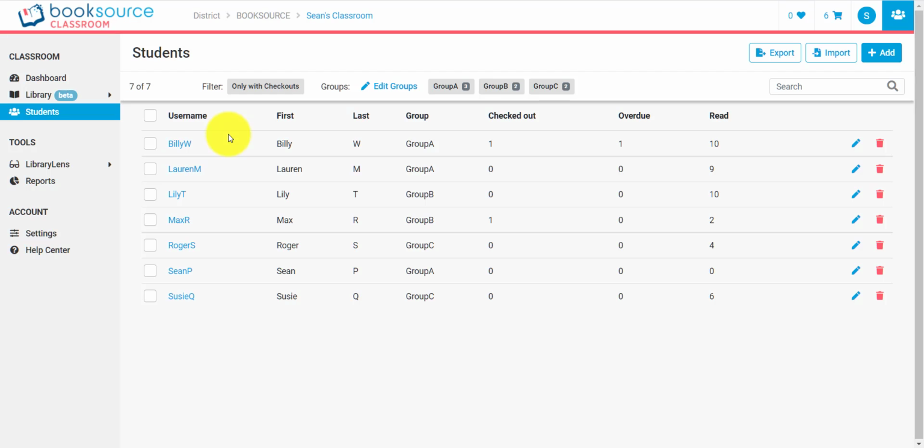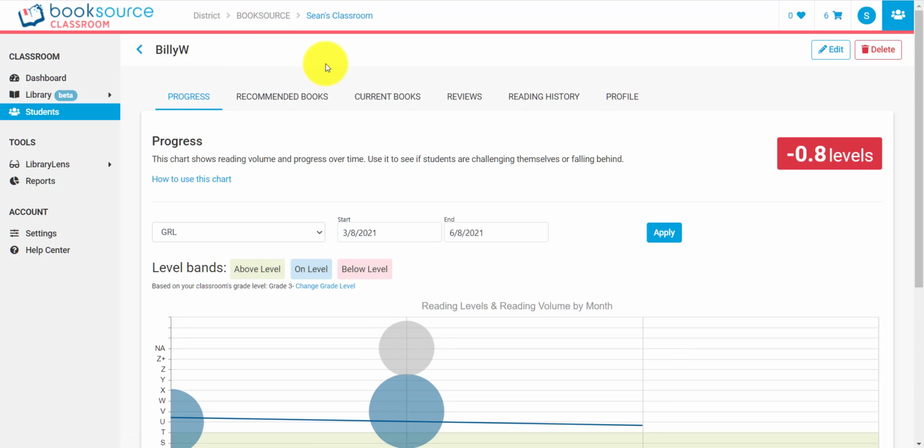So to show you where the student progress chart is, you have to go to the Students page first, and then you can click on any student. I'm going to click on Billy W. here since I know that he's read 10 books. If I click on Billy W., you notice that right away it goes to this progress chart as the first tab. And it says that so far he's down 0.8 levels of guided reading level over this period.